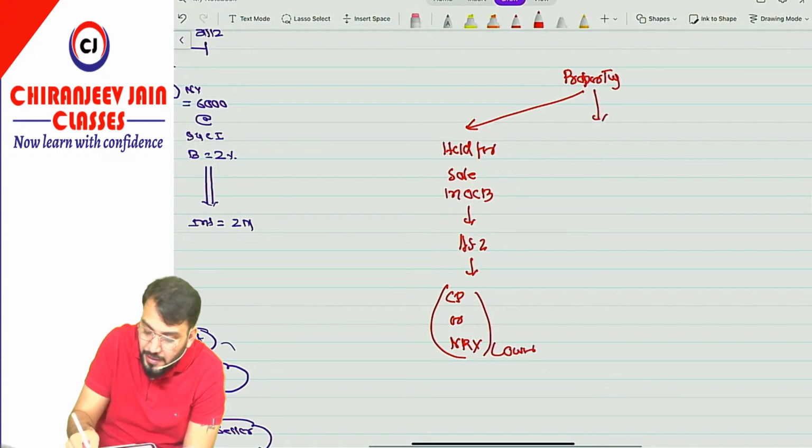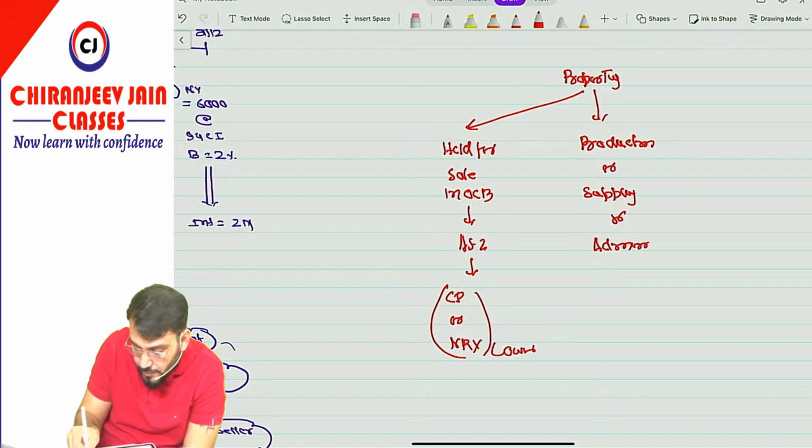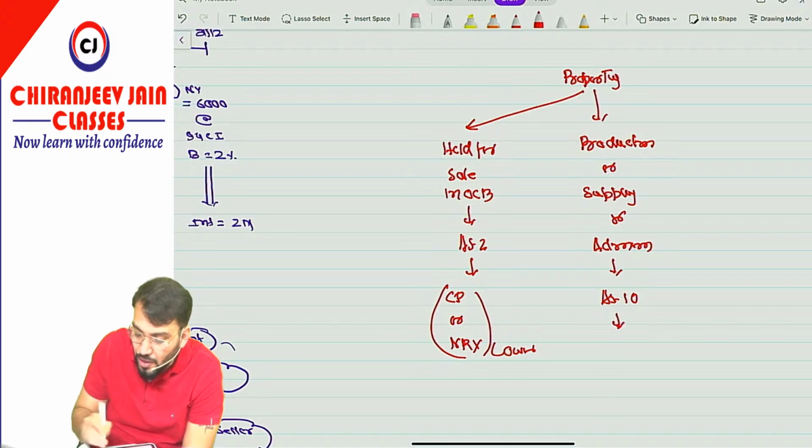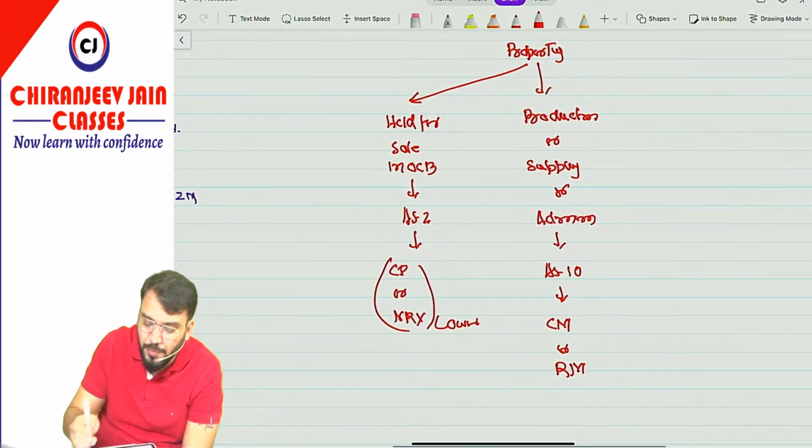If that property is held for production or supply or for admin purpose, then of course AS 10 will be applicable. Now AS 10 says cost model or revaluation model, whatever you want to apply.